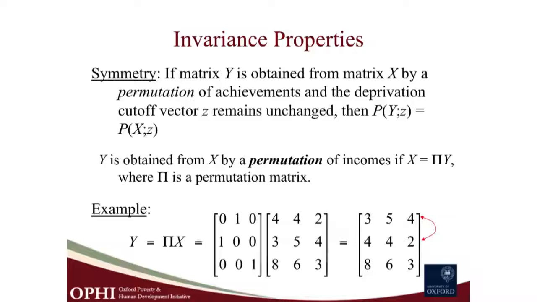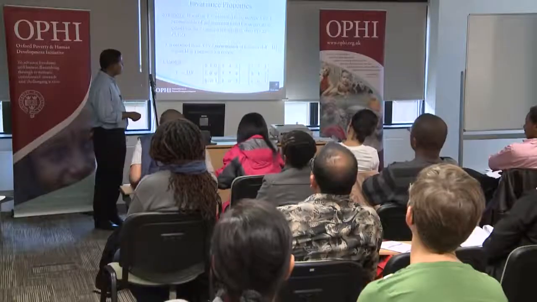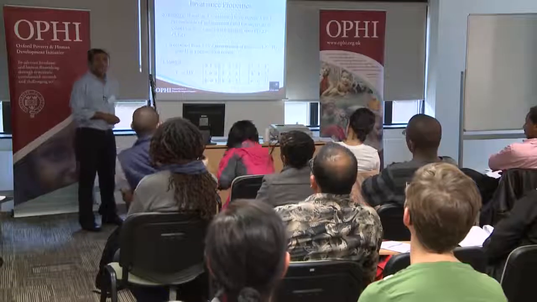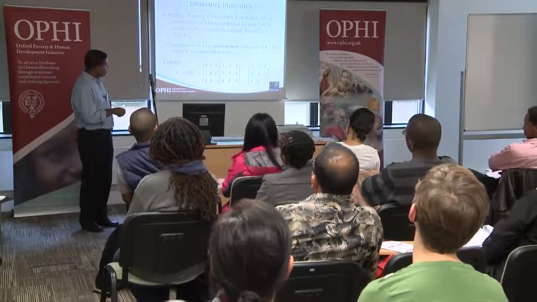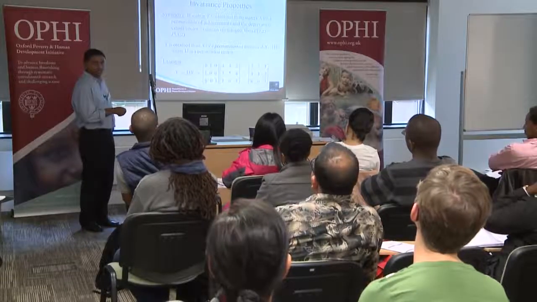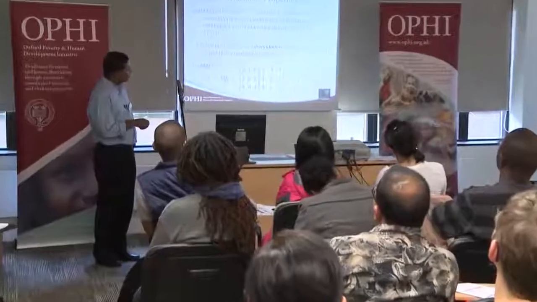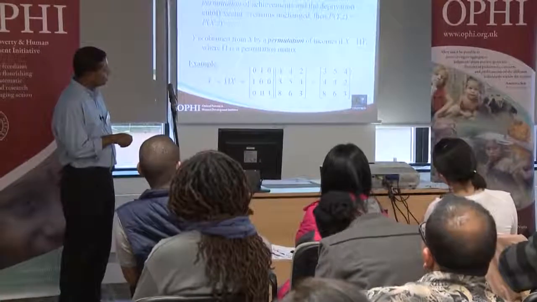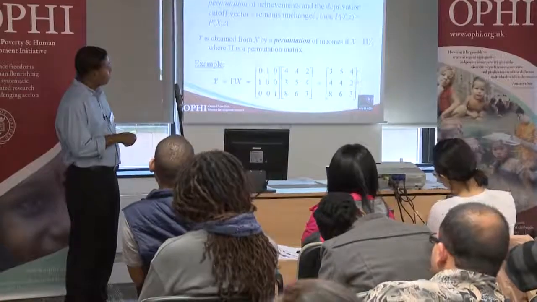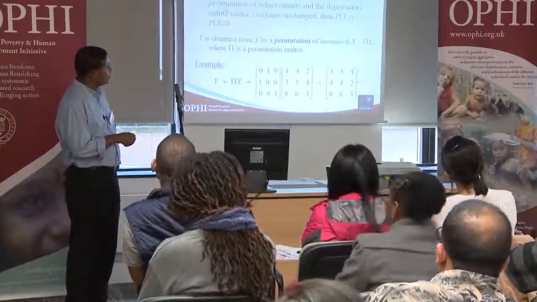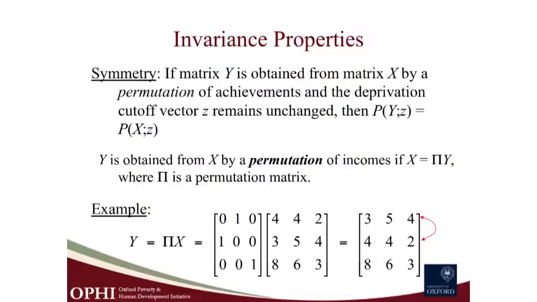I'm just shuffling these 2 rows. So we have 3 persons here, right? 1, 2, 3, and we have 3 dimensions. So what we are doing, we are shuffling the achievements of these 2 persons. So now person 1 has this instead of person 2. Here person 1 has this, and we are just shuffling this.